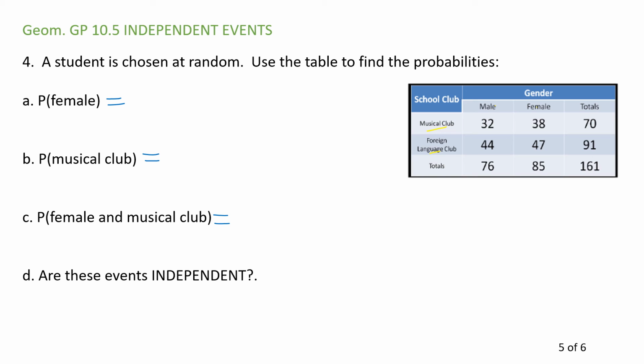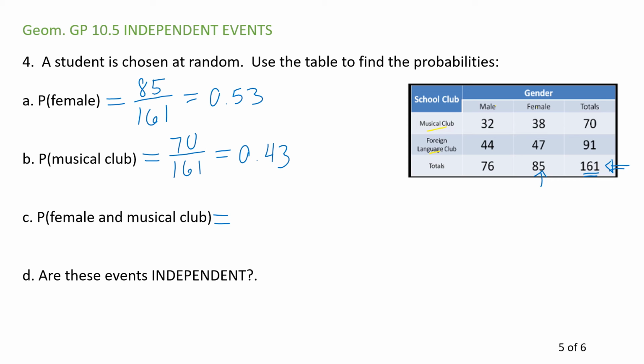So, probability of female, that's easy enough. That's 85 out of 161. In case you're not sure, I'm basically looking at this number, the total number of females, over the total number. And I guess I'll figure out what that is. That's 52. How about probability of being in the musical club? Well, there are 70 students in the musical club. And that's 43.